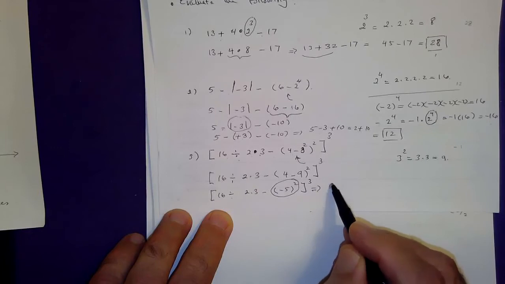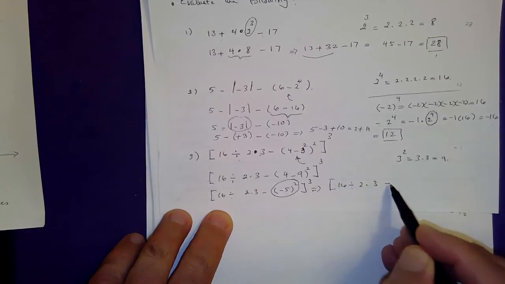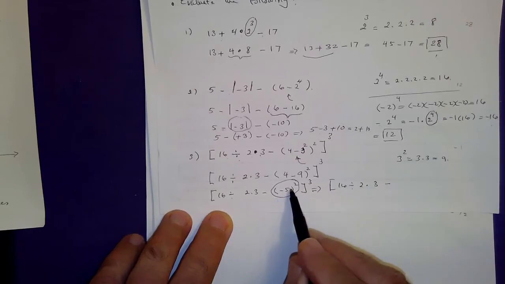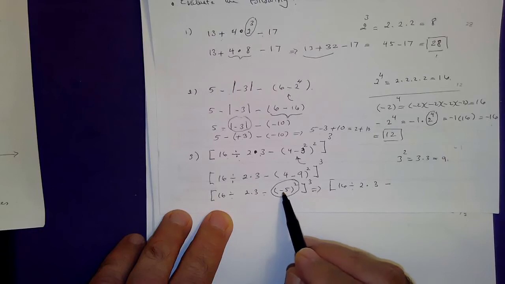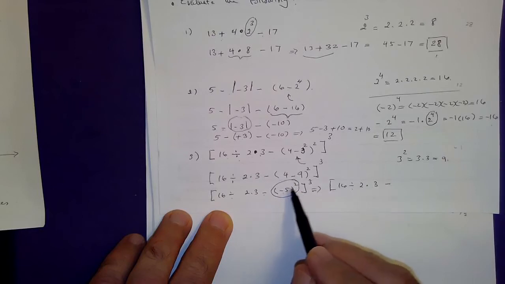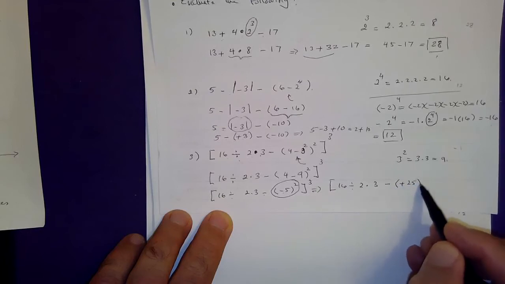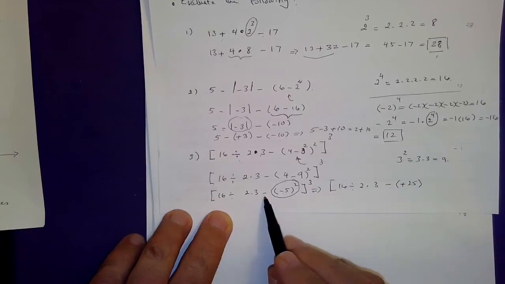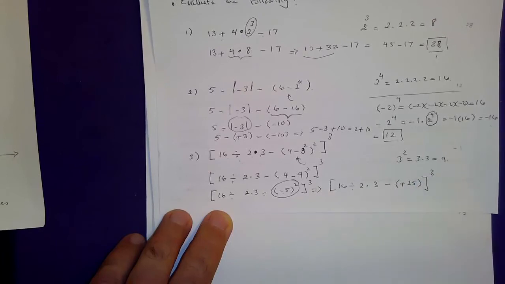So that would be, brackets, 16 divided by 2 times 3 minus exponent. Okay, keep in mind this is minus -5 squared. In other words, first you got to do the exponent, which is +25, and then multiply the minus by the result. And this would be cubed.